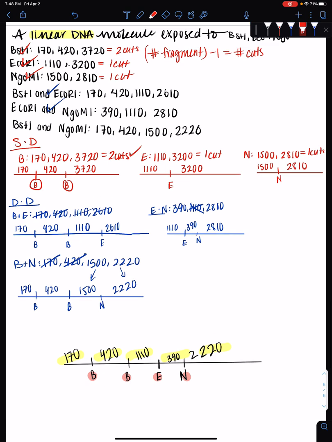As we can see, this makes sense because if you go back here, B made 2 cuts, E made 1 cut, and N made 1 cut. So 2 plus 1 plus 1 equals 4, so we made 4 cuts. We have 4 enzymes, 4 cuts, and since it's a linear piece of DNA, we have 5 fragments, so that makes sense. And that should be your answer, at least the enzymes should be in the correct order.